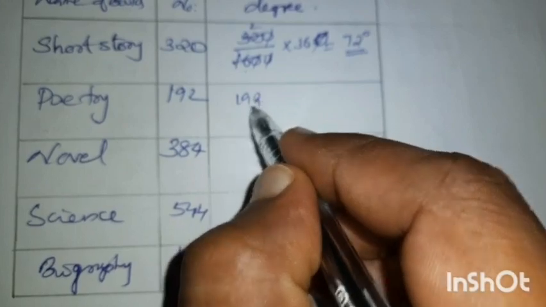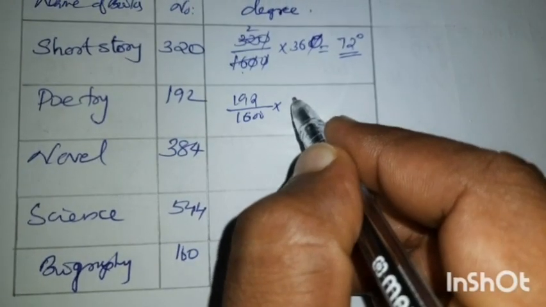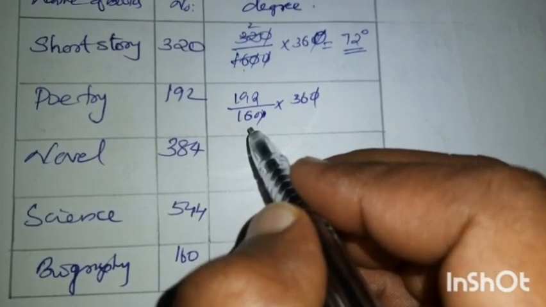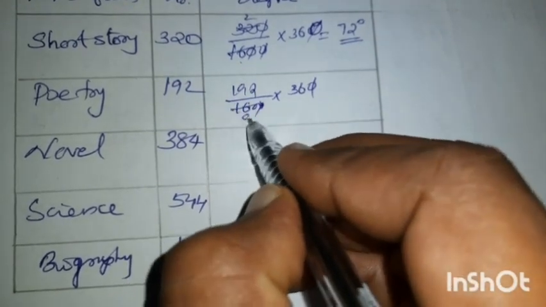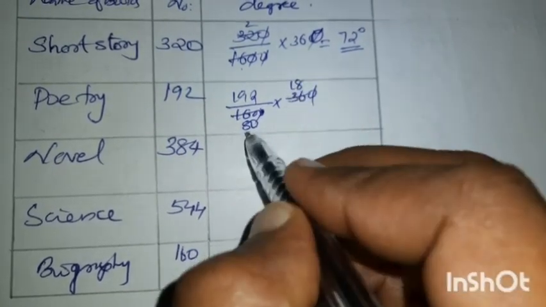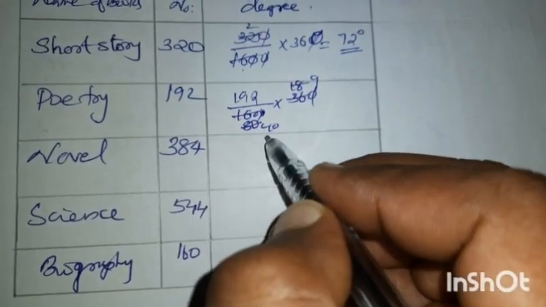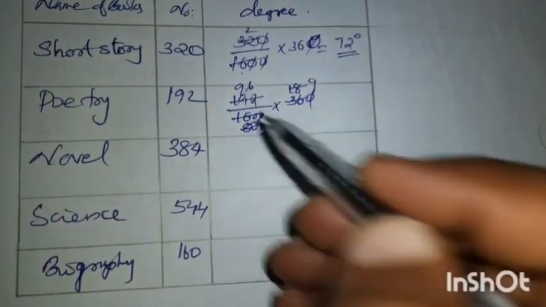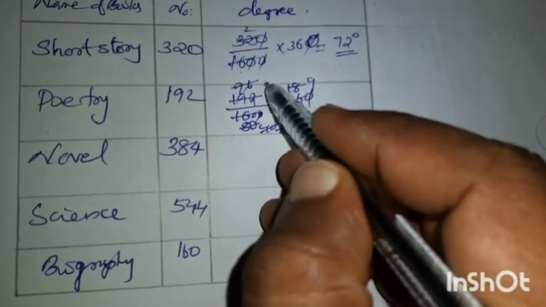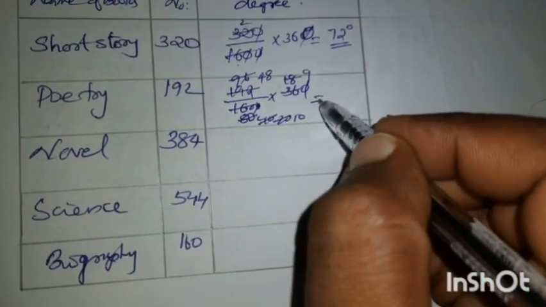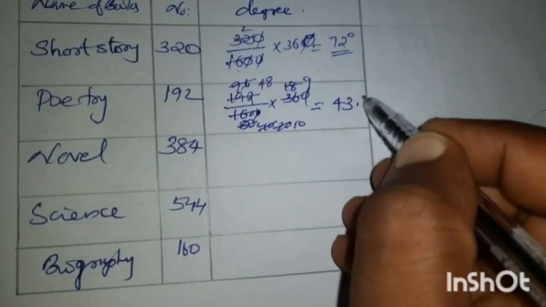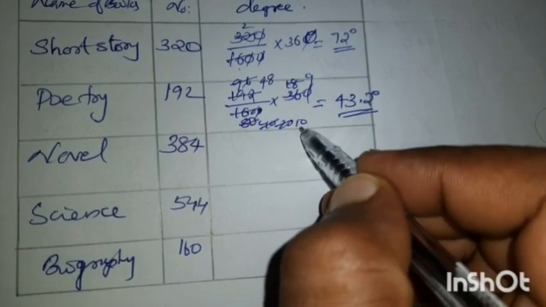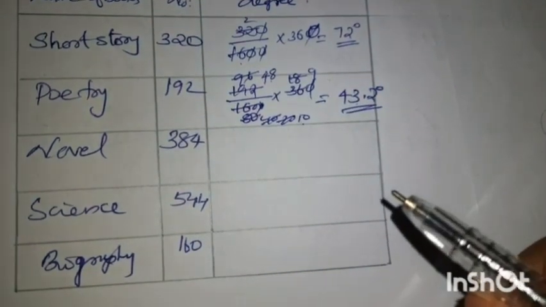Next, 192 divided by 1600 into 360. 0 and 0 are cancelled. Then if you multiply, you will get 43.2 degrees. 48 into 9 divided by 10, that is 4.8 into 9. You will get it like this.